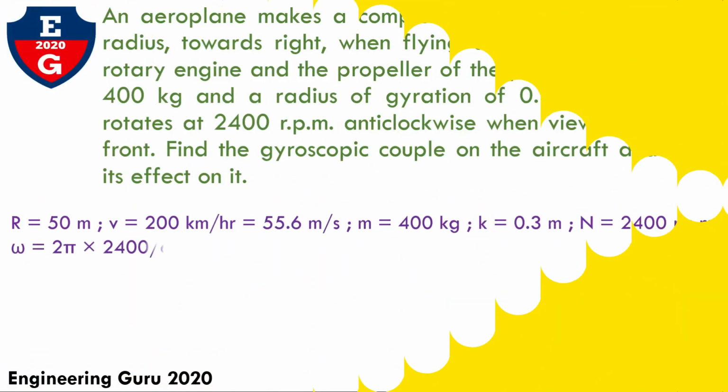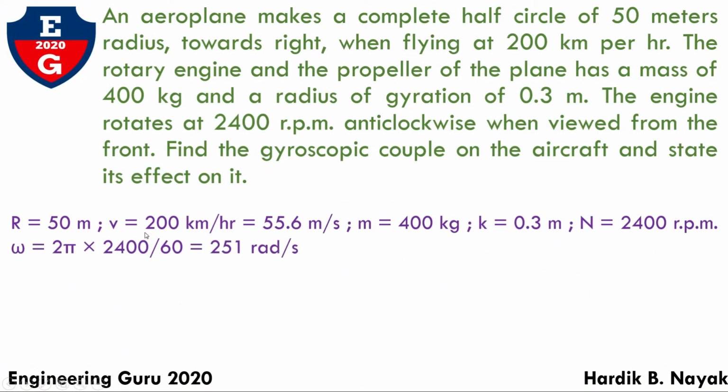Given data: r equal to 50 meters, v equal to 200 kilometers per hour. So convert into meters per second: v equal to 55.6 meters per second. Then the plane has a mass of 400 kg, means small m equal to 400 kg. The radius of gyration is 0.3 meter, k equal to 0.3 meter. Then the engine rotates at 2400 rpm, means capital N equal to 2400 rpm.